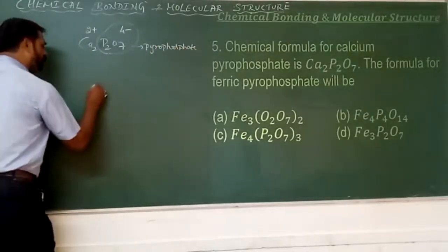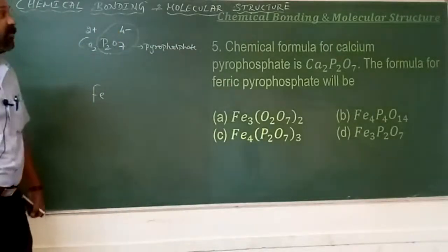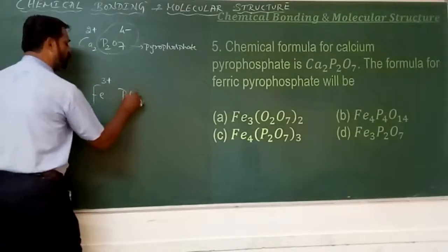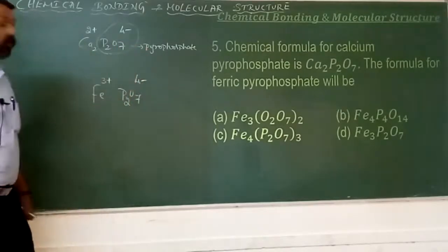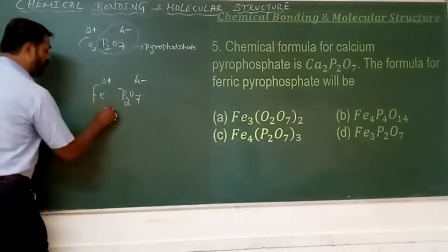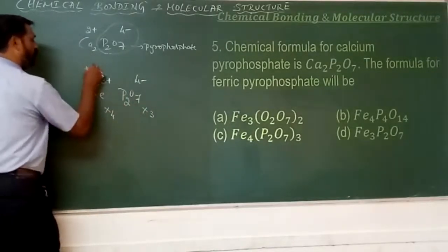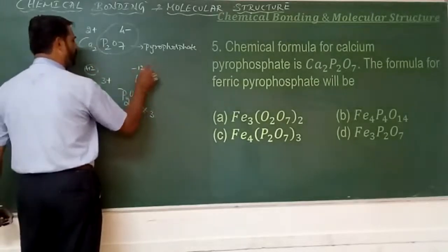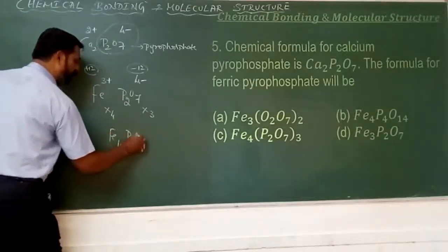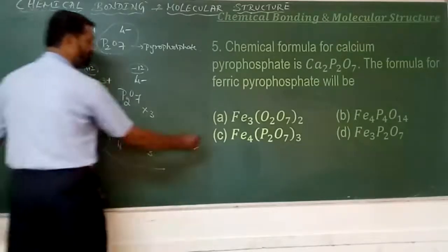Now, iron. In the ferrous or ferric, plus 2 is ferrous and plus 3 is called as ferric. Therefore, it is plus 3. If this is plus 3, pyrophosphate is P2O7, how much? Minus 4. What happens when I sum these two? It is not equal to 0, it is minus 1. How to make this 0? This has to be multiplied by 4 and this has to be multiplied by 3. Therefore, plus 3 into 4 is plus 12. Here, minus 4 into 3 is equal to minus 12. Therefore, the sum is equal to 0. Therefore, the formula for the ferric pyrophosphate is Fe4(P2O7)3. Yes. Therefore, the option with respect to this is only the C.